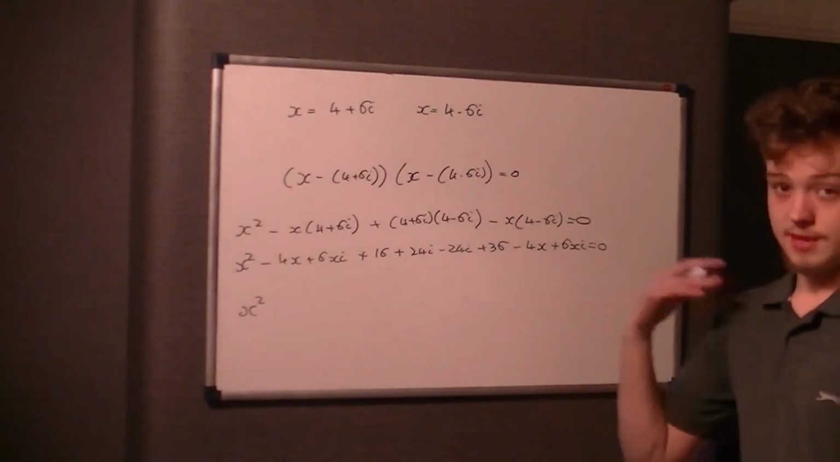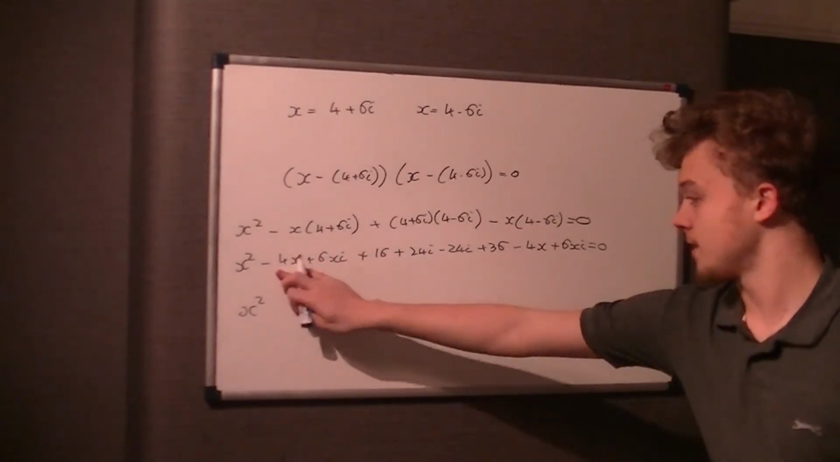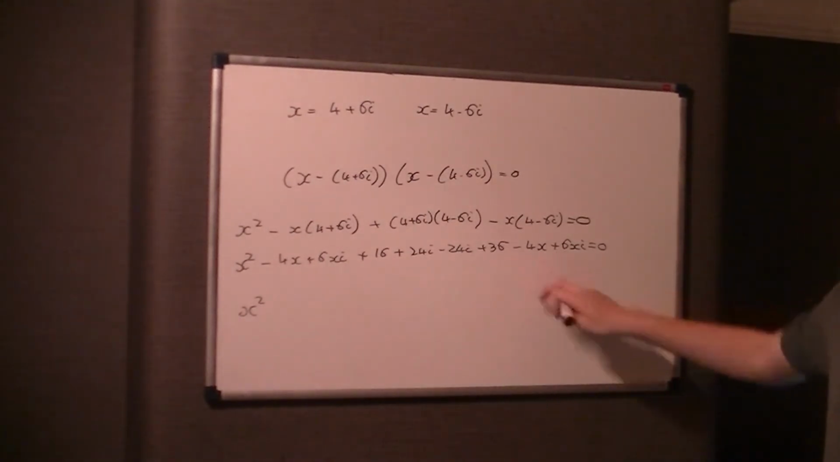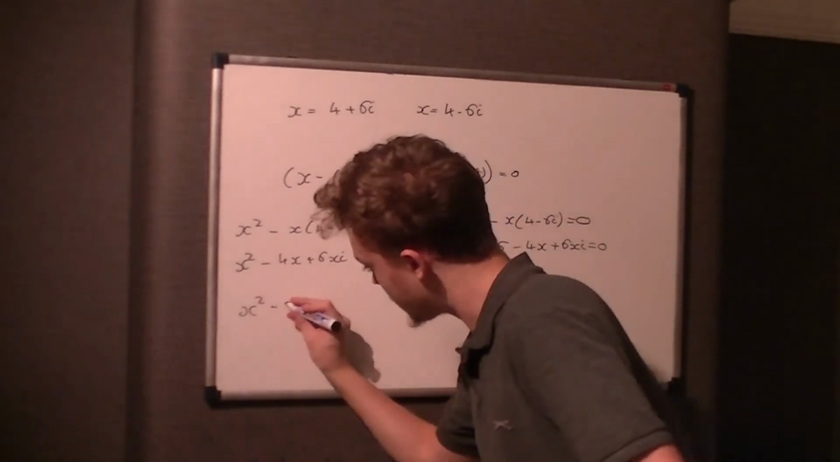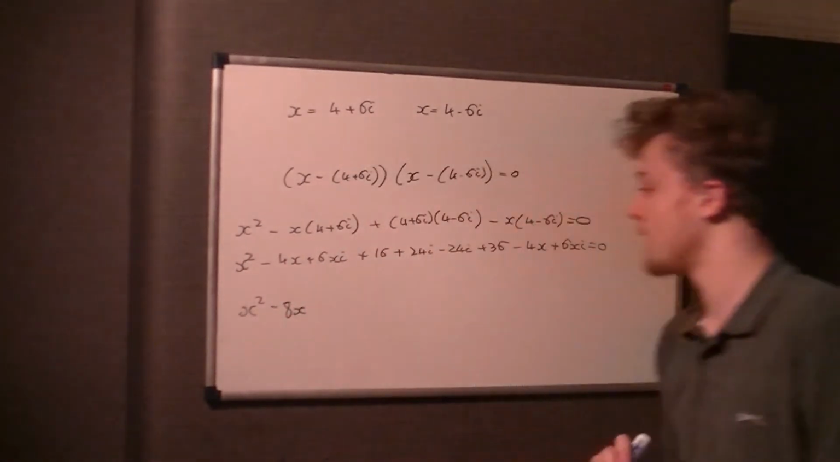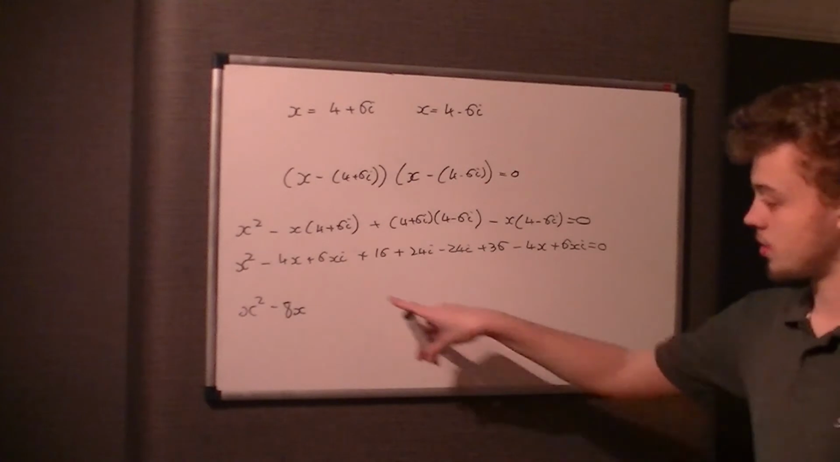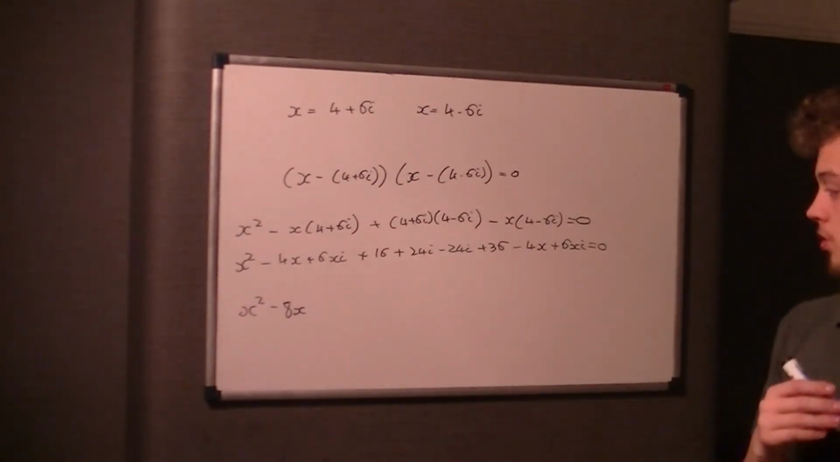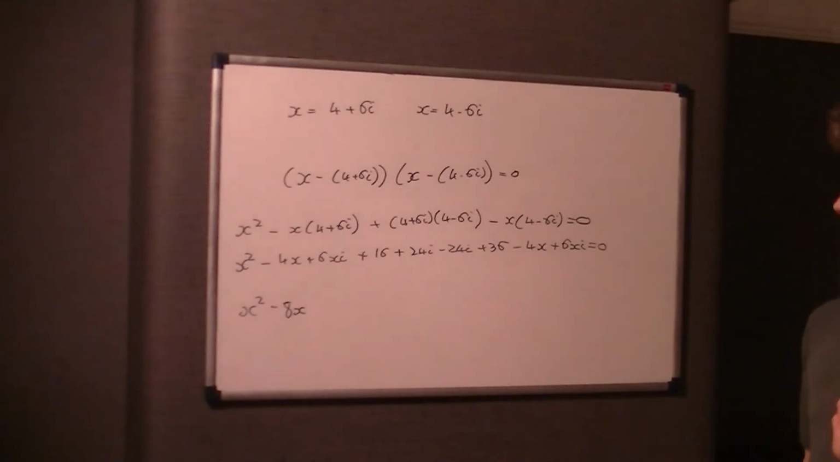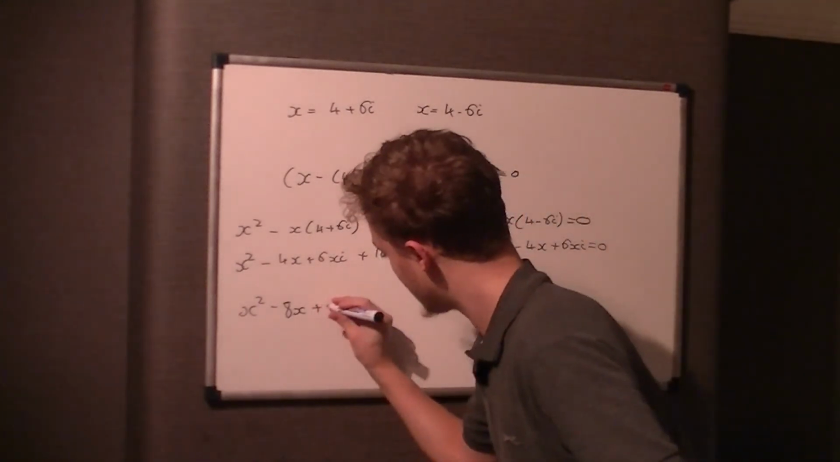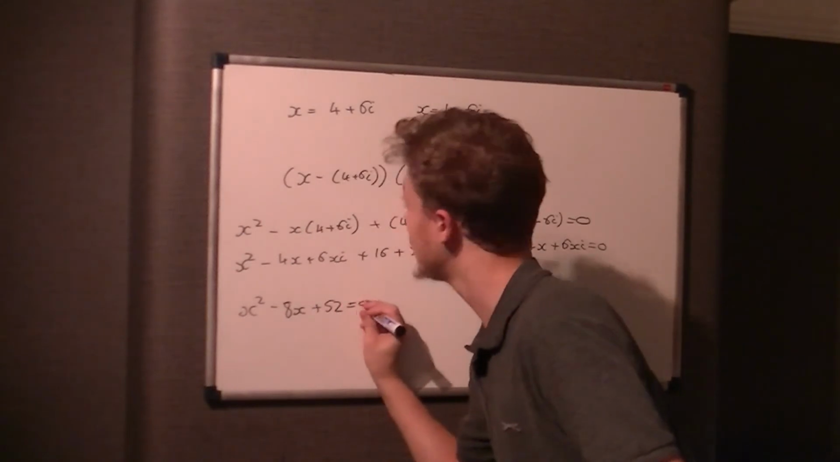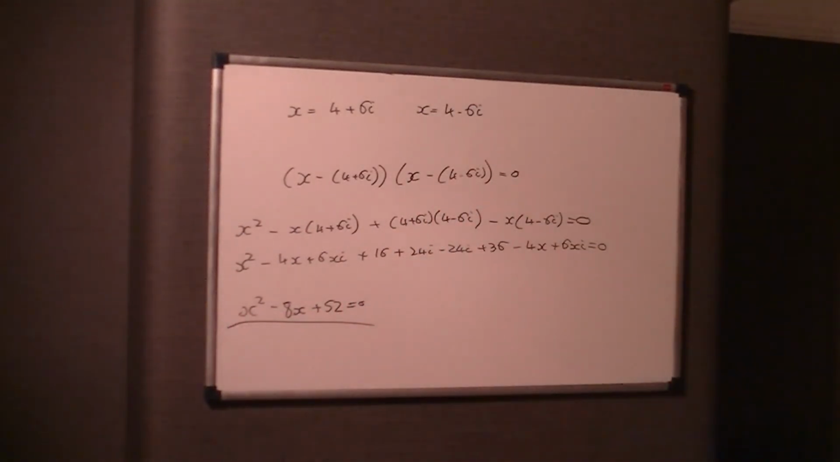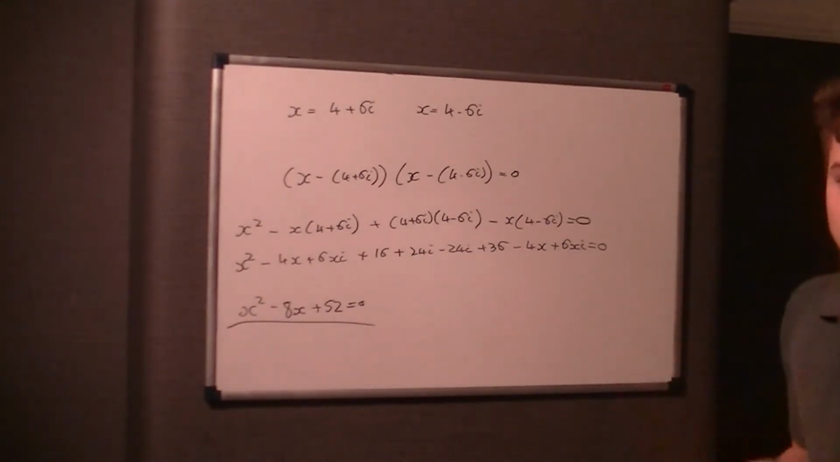And then you're just left with counting up the x's, so you've got negative 4x here, and then you've got negative 4x over here. So that's take 8x. And then you add up the real part, so you've got 16 plus 36, which is 52, equals 0, which is what you should have in the first place. Now if you want to check that, I'm going to say this isn't right, I'm going to look like a colossal idiot, but you get the idea.